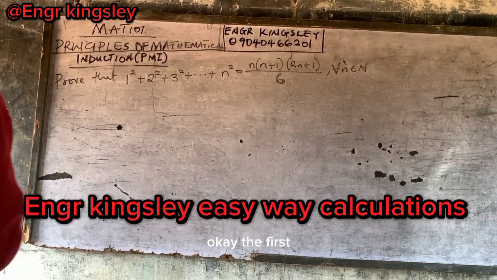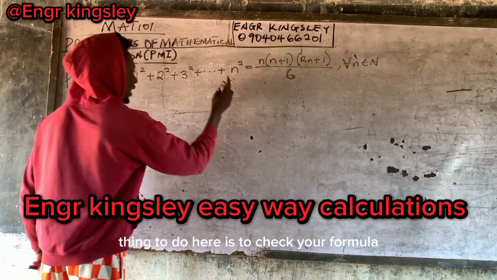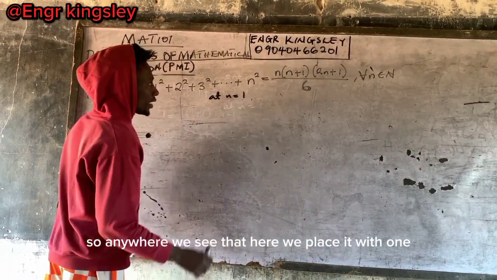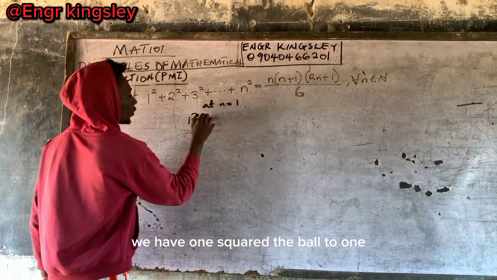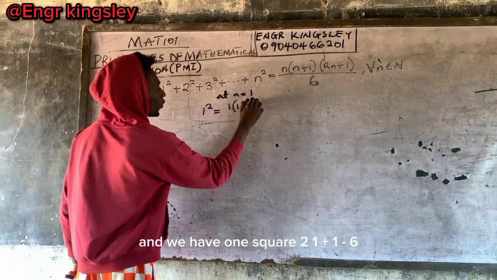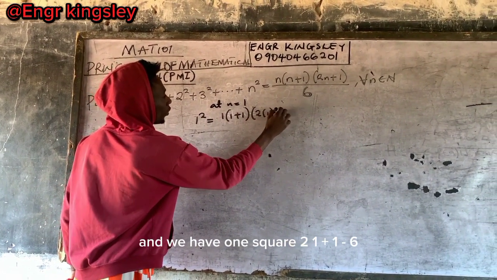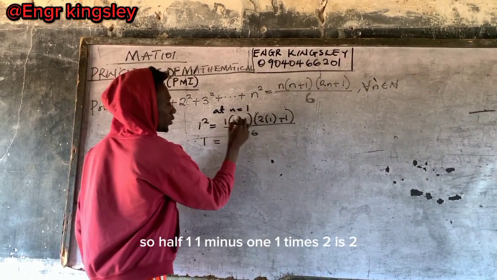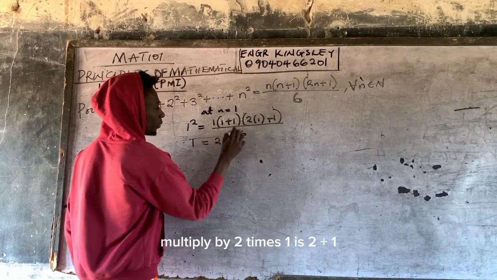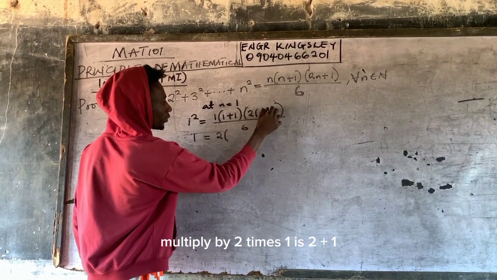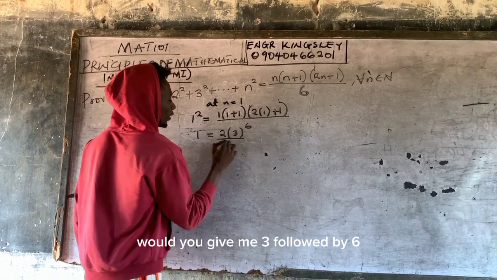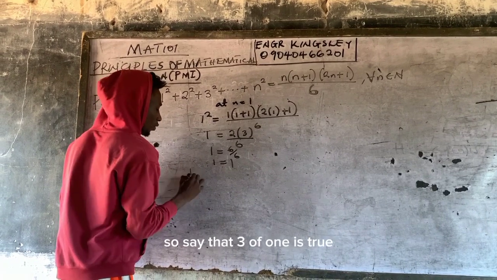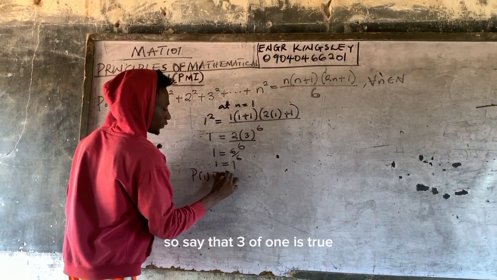Okay, the first thing to do here is to check P of 1 at n equal to 1. So anywhere we see n here, we replace it with 1. We have 1 squared equal to 1 bracket 1 plus 1, 2 times 1 plus 1, all over 6. So we have 1 squared is 1. 1 times 2 is 2, multiplied by 2 times 1 is 2 plus 1, which will give me 3, all over 6. So 1 will be equal to 6 all over 6, which is 1. So we say that P of 1 is true.